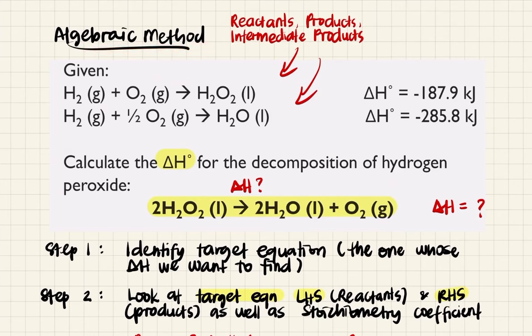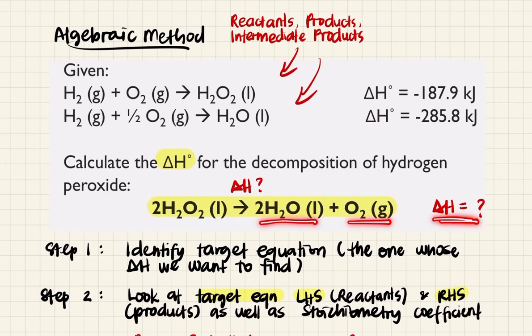Given these thermochemical equations where we have our reactants and products and the enthalpy changes, you are going to use that to calculate the delta H for the decomposition of hydrogen peroxide. So hydrogen peroxide, H2O2, decomposes into 2 moles of water and 1 mole of oxygen gas. So what is the enthalpy change for this reaction? This is what we want to find.